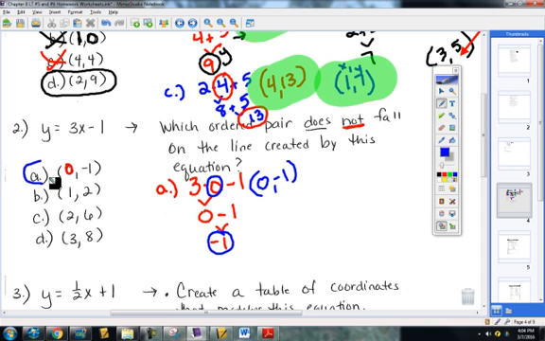So I know that this would be true. Remember, we're looking for the one that is false, essentially. We want to know which one does not fall on the line. That one is true, so that would not be the answer. Okay, let's go on to letter B now.